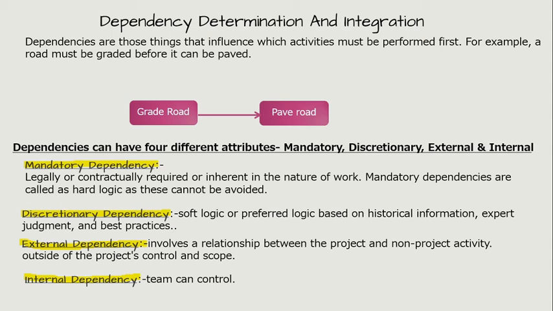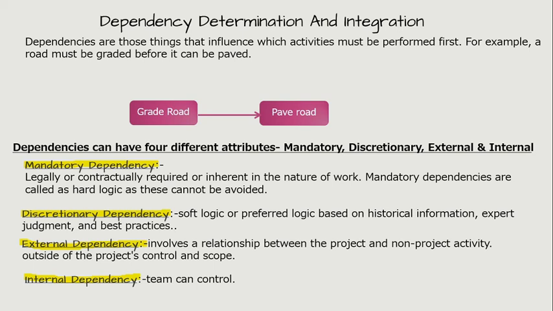External dependency. An external dependency involves a relationship between the project and a non-project activity. External dependencies are generally outside of the project's control and scope. For example, the testing activity of software may be dependent on delivery of hardware from an external source, or environmental clearances must be attained in government environmental hearings before the site preparation can start on a construction project. Both hardware availability and environmental clearance in the above two examples are dependencies external to the project's control and scope.